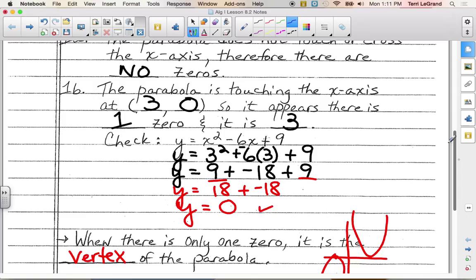So there's 2 situations. If it's ever above the x-axis, oh, you just like to look at your pencil? Okay. Yeah.